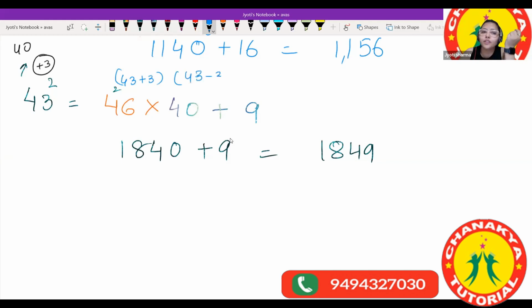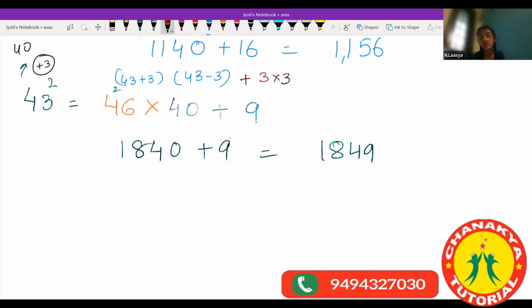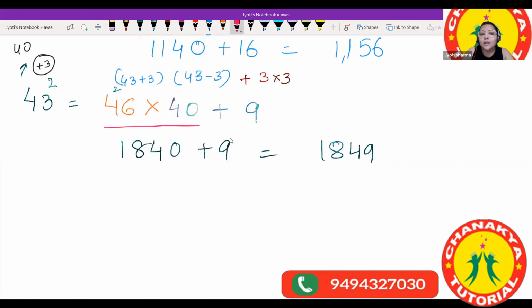43 minus 3. What will you get? 40. Now, because you are subtracting and adding this 3, you will take the square of 3. What is 3 into 3? 9. Now you simply solve it: 46 into 40 plus 9. That's your answer. Okay, kids, are you ready for one more question?